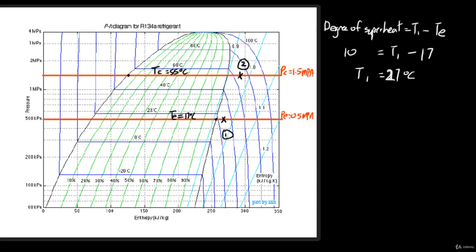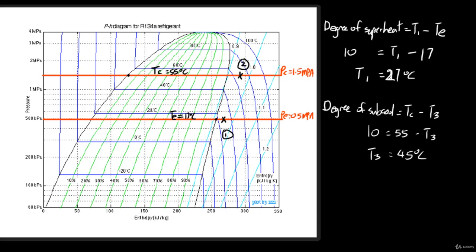So if you drop another 10 degrees Celsius, it will be at 45. If not, you can again use the formula: degree of subcool is equal to Tc minus T3. So 10 degrees Celsius is equal to 55 minus T3. From here, if you calculate, T3 is actually equal to 45 degrees Celsius. So with this information, 45 degrees Celsius will be somewhere a quarter away from your 40 degrees Celsius line. It will be somewhere here. So that is your point 3.